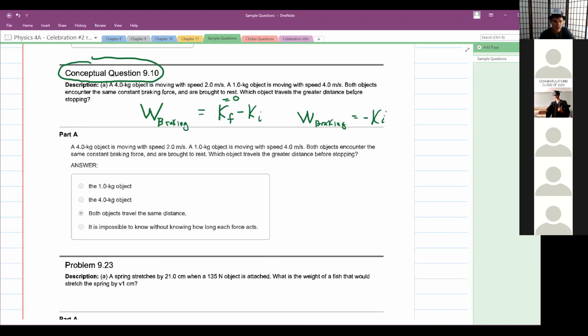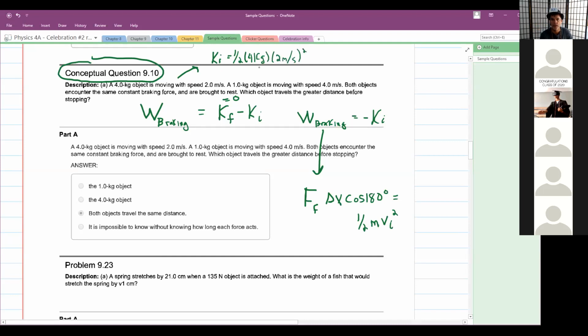Here's the key point. They have the same braking force. So if I just imagine that braking, the work done is going to be the force, let's just say the force of friction, times the displacement times the cosine of 180. And that's going to equal 1/2 m times v initial squared. Key point to this problem is they both start off with the exact same kinetic energy. For the first one, I have a 4 kilogram object moving at 2 meters per second. So its kinetic energy is 1/2 times 4 kilograms times (2 meters per second) squared. So I have 2 times 4. This gives me 8 joules.